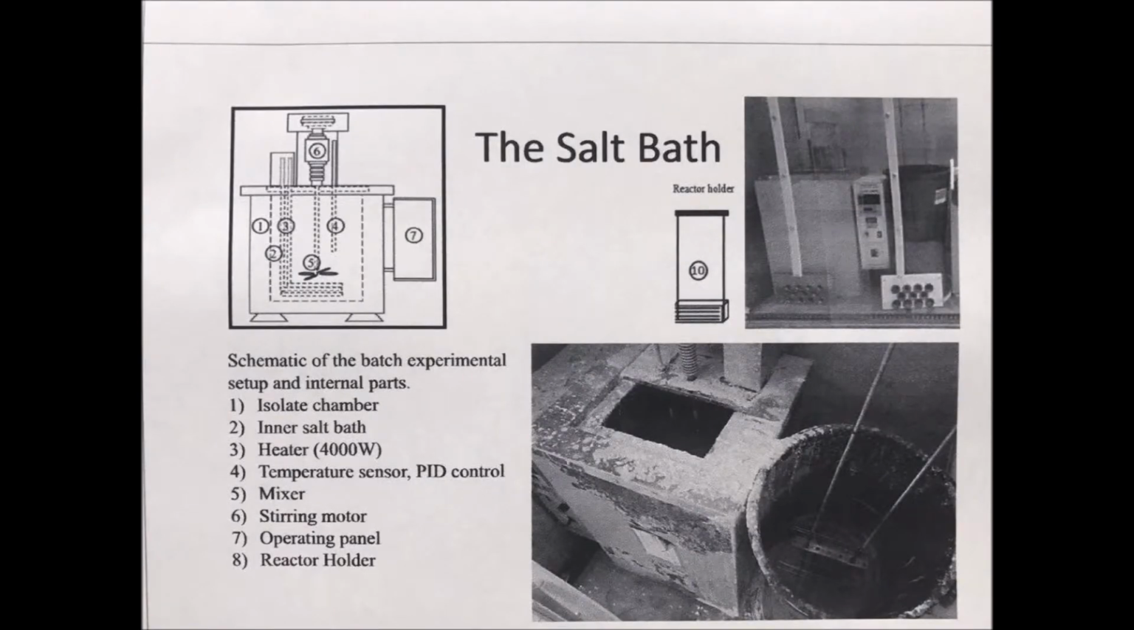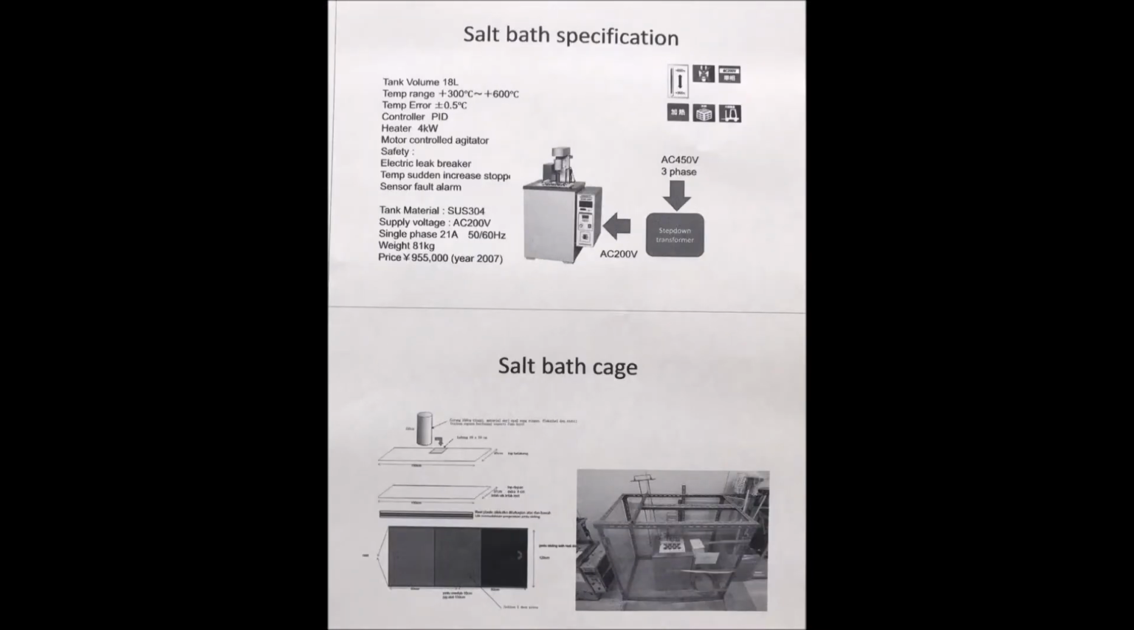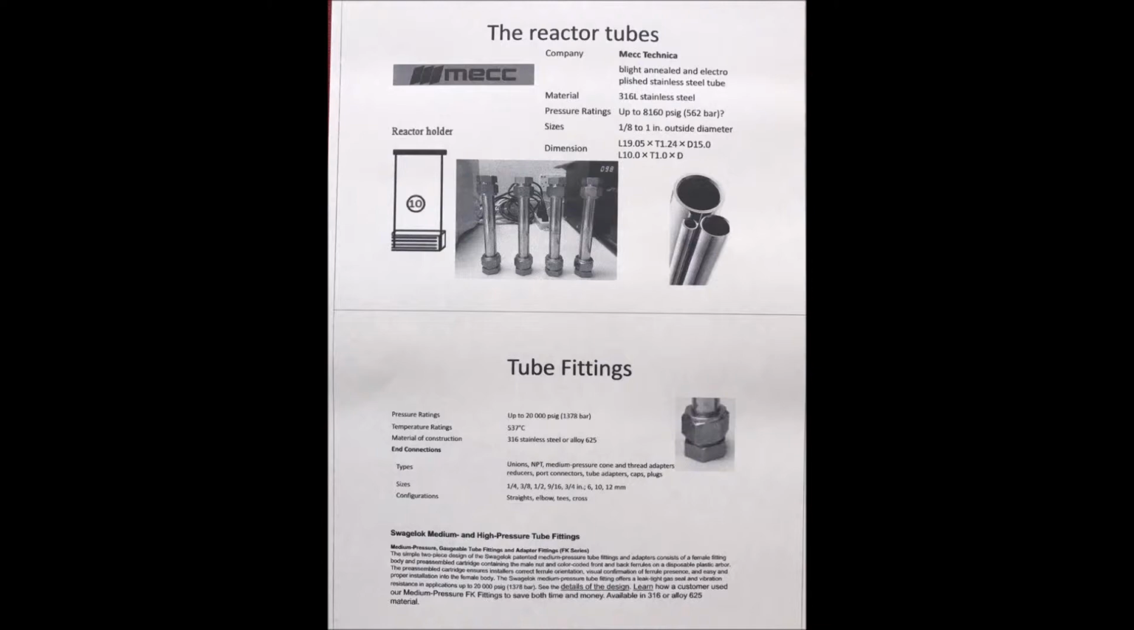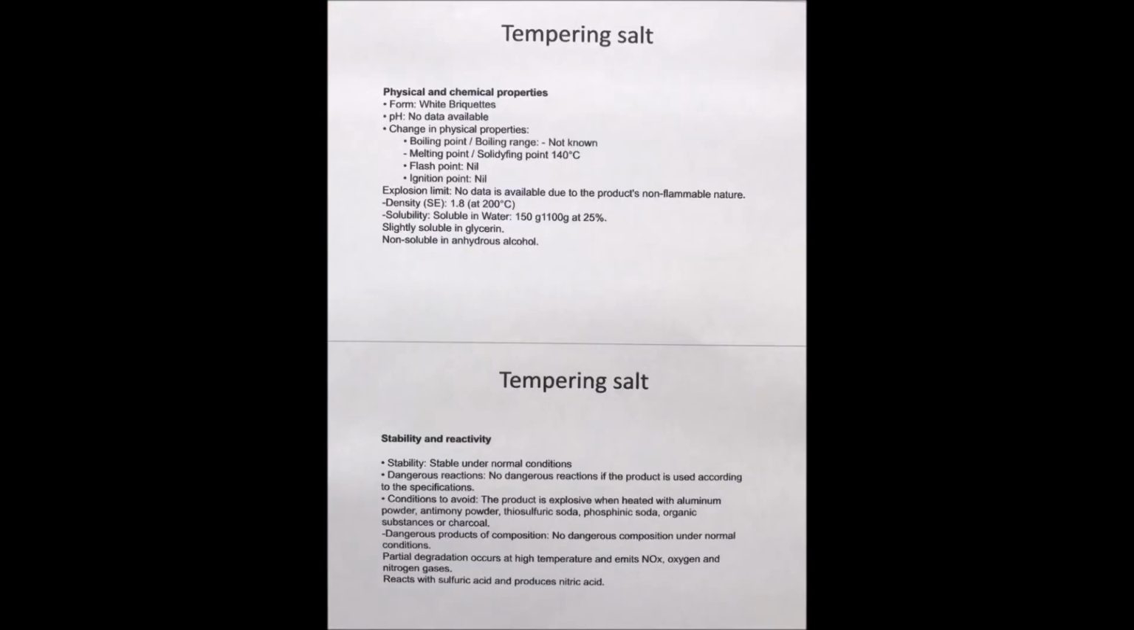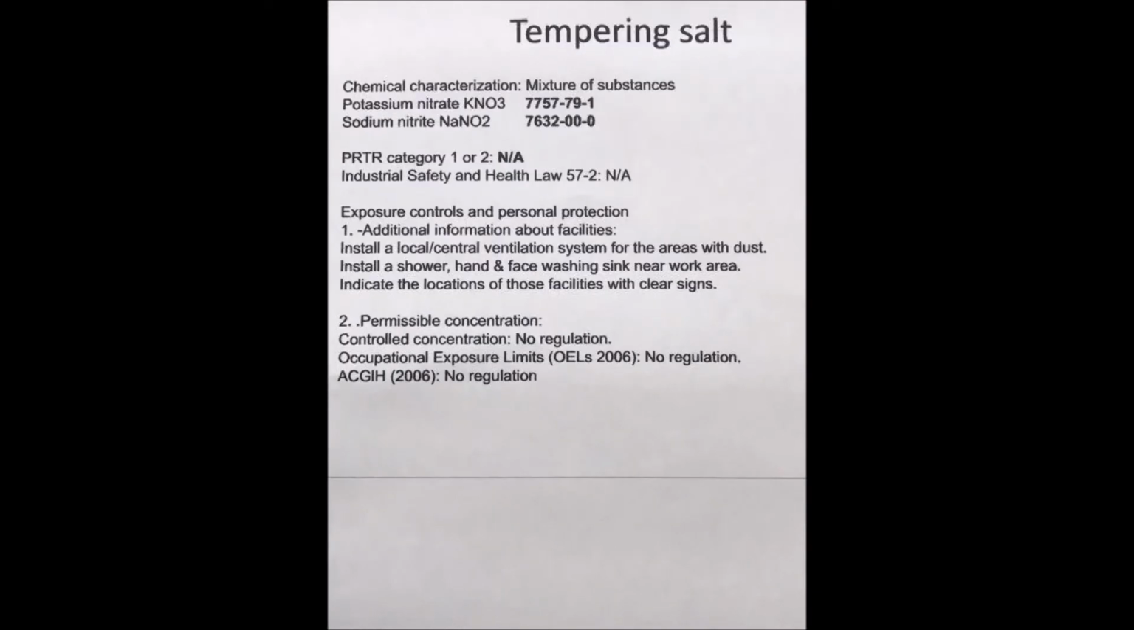Information of the reactor has been obtained. The salt bath consists of an isolated chamber, an inner salt bath, a heater, a temperature sensor, a mixer, a stirring motor, an operating panel, and a reactor holder. Other information about the reactor salt bath also includes the salt bath specification and reactor tube specification. All information is as attached.